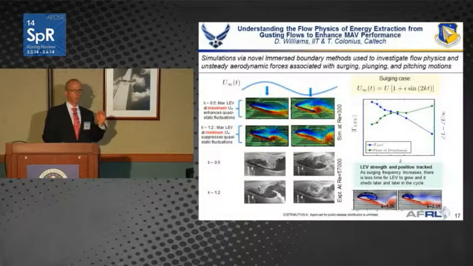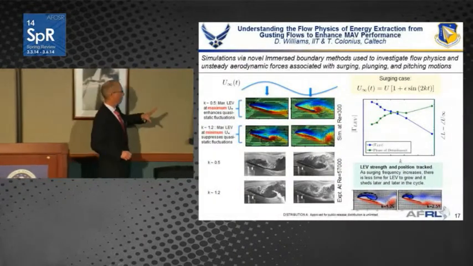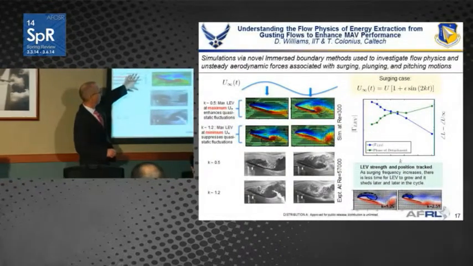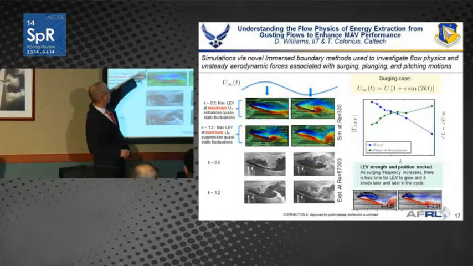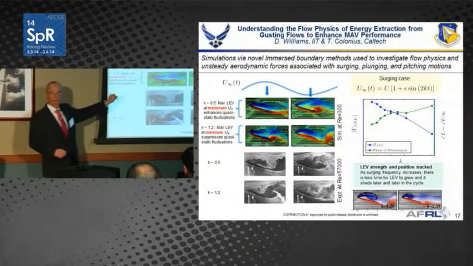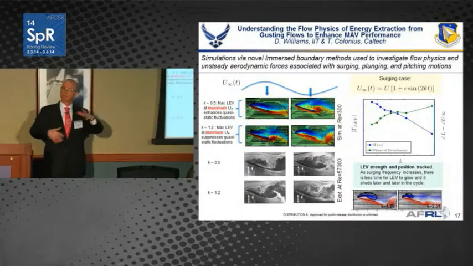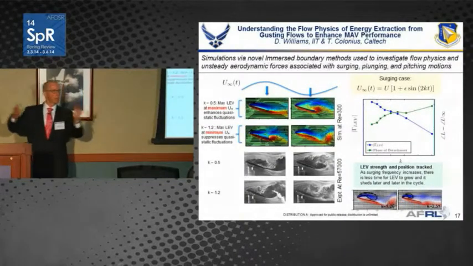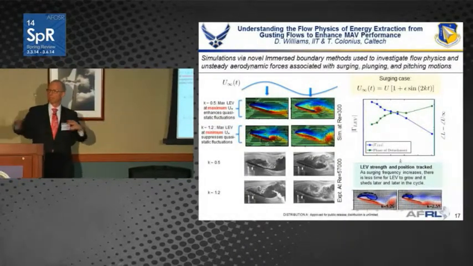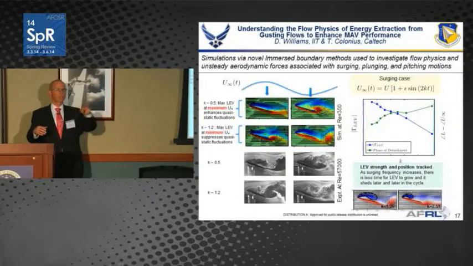So what they have is a wing, and we're seeing both experiments and computations here. And just the sine wave up there is how the free stream velocity varies. So they have a way of shuttering the wind tunnel, or causing a free stream variation in the simulations, that follows a sinusoidal pattern. And they look at different frequencies.